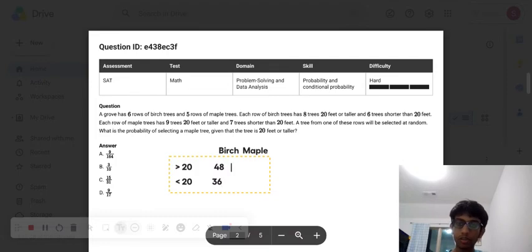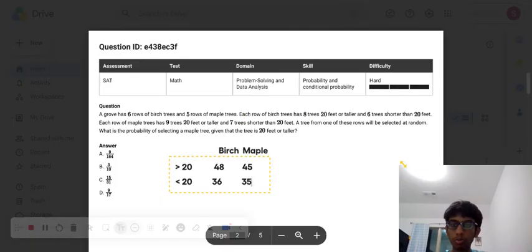And then for maple, we have 5 rows of maple trees, right? And each row has 9 trees taller than 20 feet. So 9 times 5, which is 45. And we have 7 trees shorter than 20 feet. And again, we have 5 rows. So 7 times 5 is 35, right?